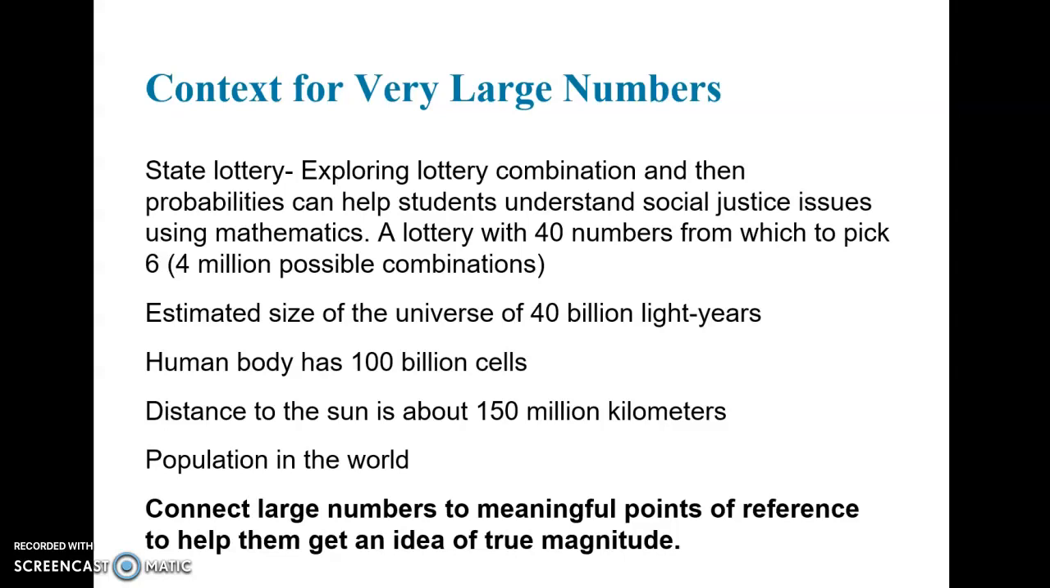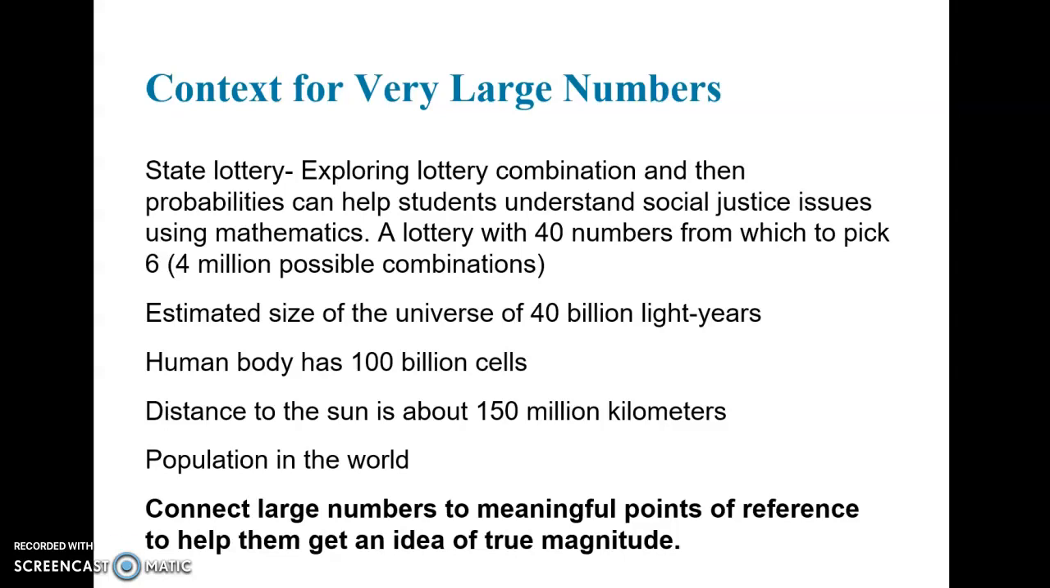They estimate the size of the universe is 4 billion light years. A light year is the number of miles traveled in 1 year. The speed of light is 186,281.7 miles per second. So in a day, it's 16,094,738,880 miles in a day. The human body is about 1 billion cells. The distance to the sun is 150 kilometers. The population of the world.